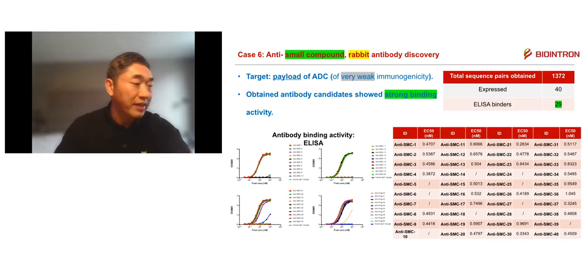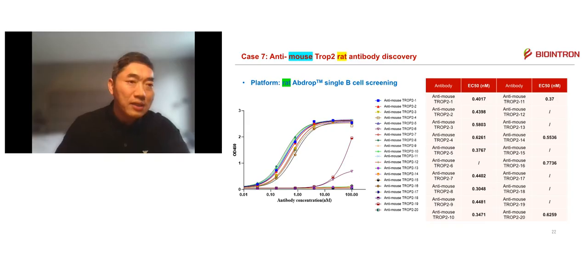Okay, then go to the next case study. It is not that unique, but I just want to mention that this time it's not mouse, not rabbit, but rat. So just to show you that the AbDrop single B antibody screening platform is good for mouse, rabbit, and rat. And also, as you can see, the affinity is quite high. They reached 10^-10.